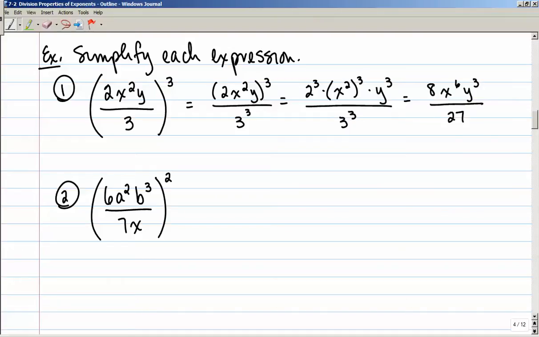Here's another example. 6a squared b cubed divided by 7x, the whole thing squared, is going to be, this squared applies to the 6, so 6 squared is 36. a squared squared is a to the fourth. b cubed squared, multiply those, is b to the sixth. And then on the bottom, 7 squared, it's not 7 times 2, 7 squared is 49, and then x squared is x squared.